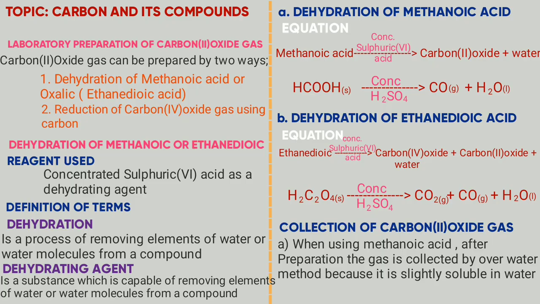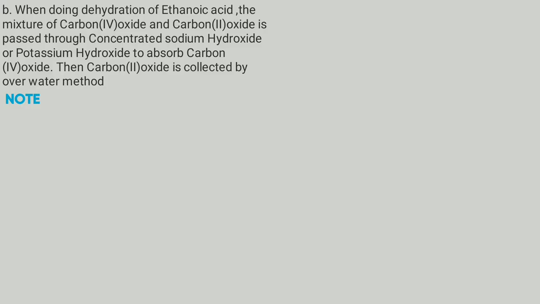Now when you are doing dehydration of ethanedioic acid, because you are forming carbon-4 oxide, carbon-2 oxide and water, the mixture of gases is passed through concentrated sodium hydroxide or concentrated potassium hydroxide to absorb carbon-4 oxide, and then the gas is collected by the over water method. Now if this gas is required dry, carbon-2 oxide is passed through concentrated sulfuric acid or anhydrous calcium chloride, then collected using a syringe.